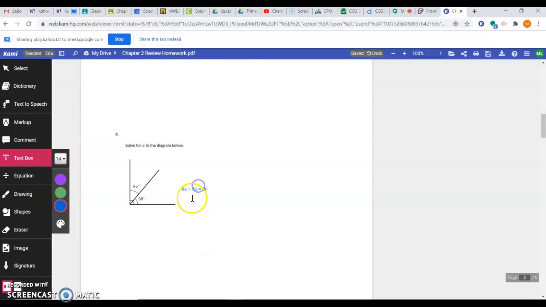And if I can solve this equation for x, I can figure out what my other angle would be, or really answer the question, which is solve for x.